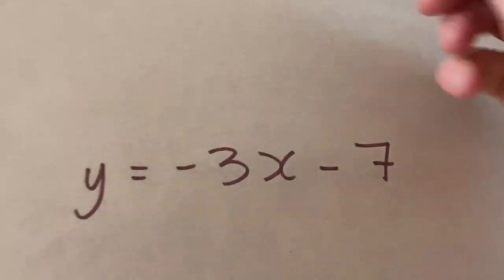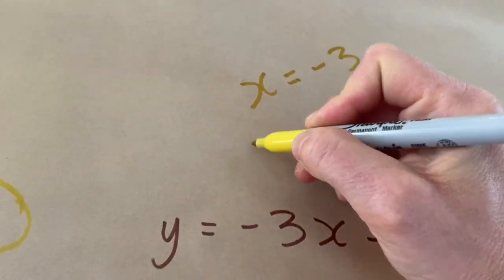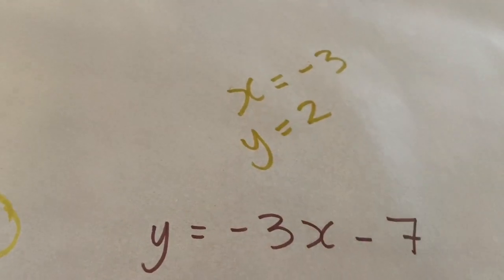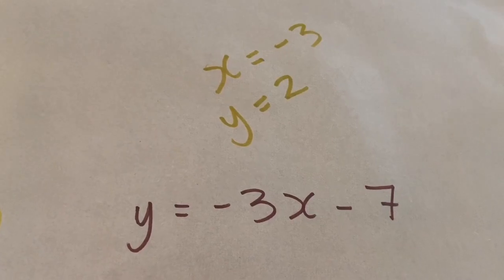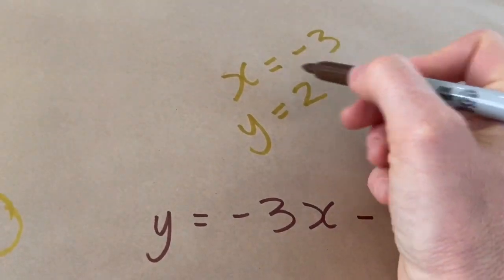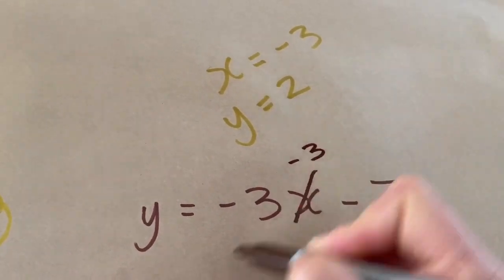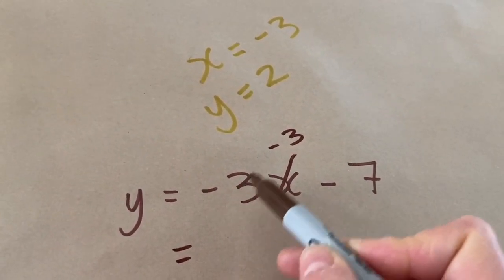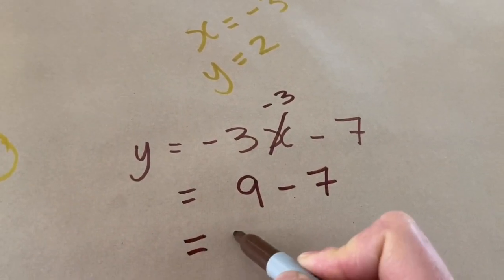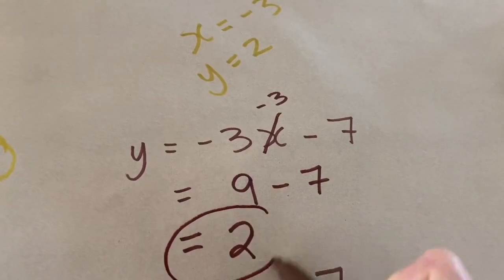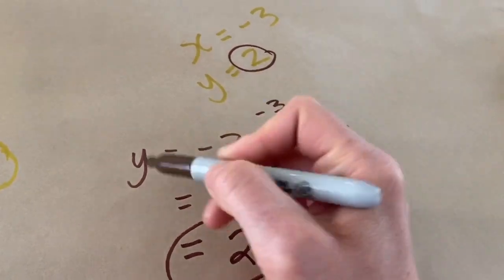So I know that according to what I have, the x should be equal to -3 and the y should be equal to 2. So what I want to check is that when I put those numbers into this equation, the equation makes sense. So here I go. I'm going to cross off this x. I'm going to put -3 there. Let's see, what do I get? -3 times -3 is 9. 9 minus 7 is equal to 2. And this number and this number, they're the same. Both of them tell us that y would be equal to 2.